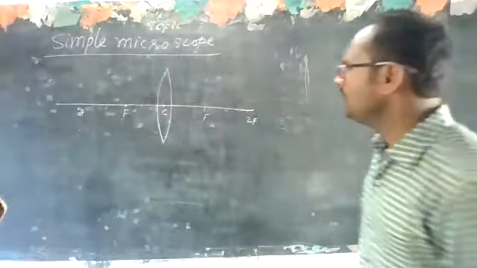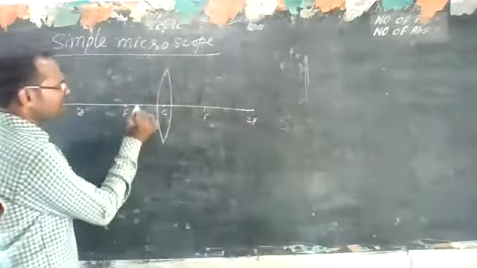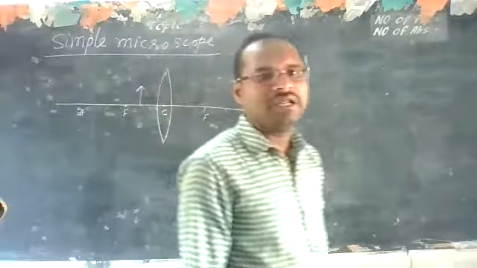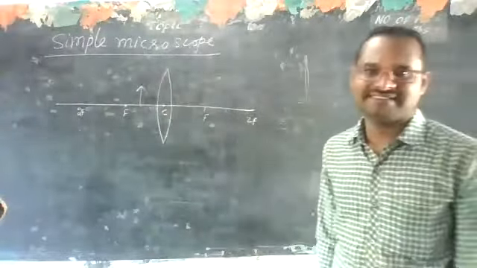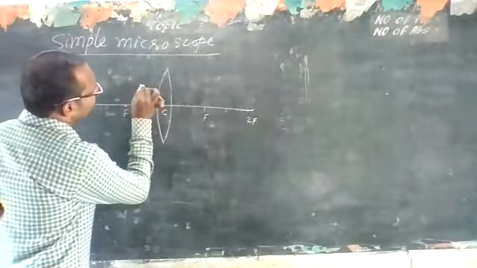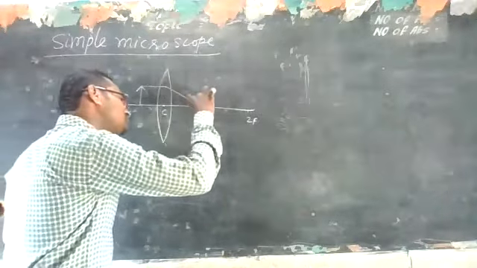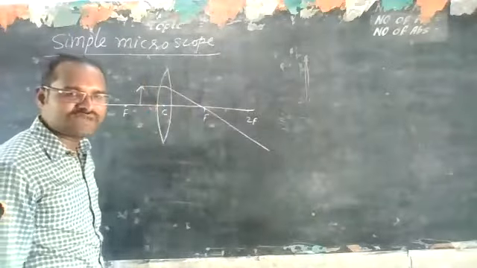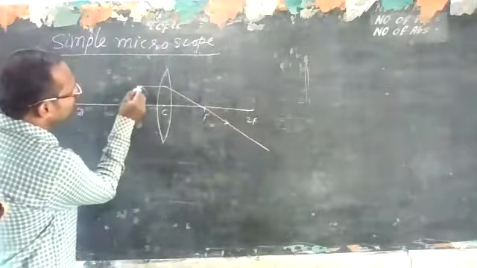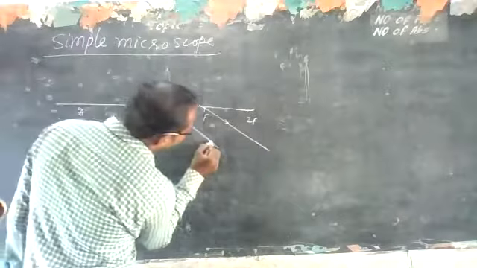Okay. Yes. Now for magnifying image, where we should keep the object? If we keep the object here between focus and optic center of a lens, then what type of image will form? How image will form? First, ray which is parallel to the principal axis after refraction passes through the focus. Next, one more ray we take which is passing through the optic center. After refraction, it will pass undeviated like this.